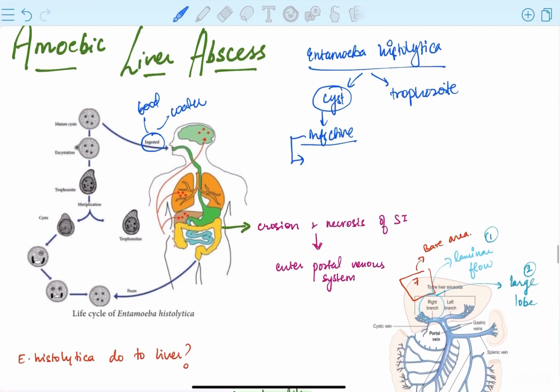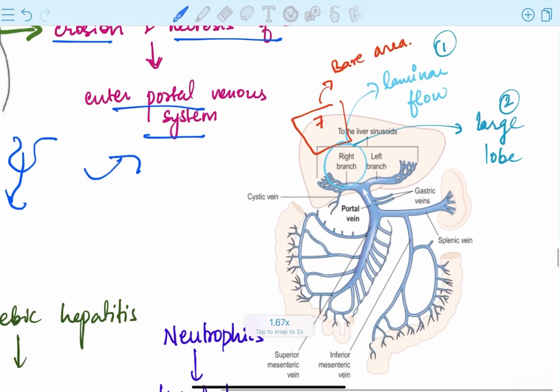enters the intestine, enters the esophagus, the stomach, and then the small intestine. In the small intestine, it causes erosion, necrosis of the small intestine, and it enters the portal venous system. The small intestine is eroded, it has necrosed, it forms small ulcers, and finally it penetrates into the portal venous system. As you can see, this is the portal venous system.